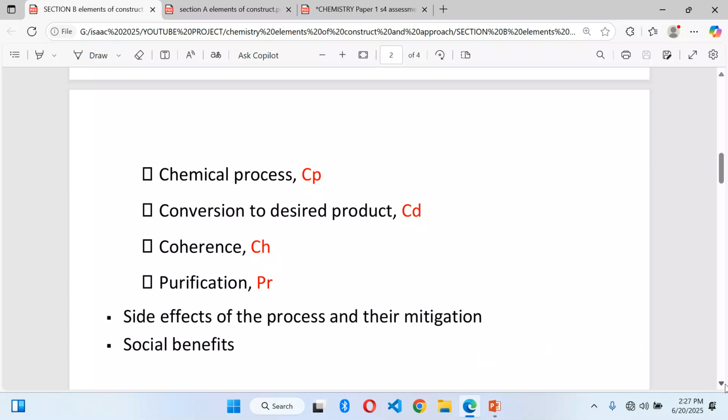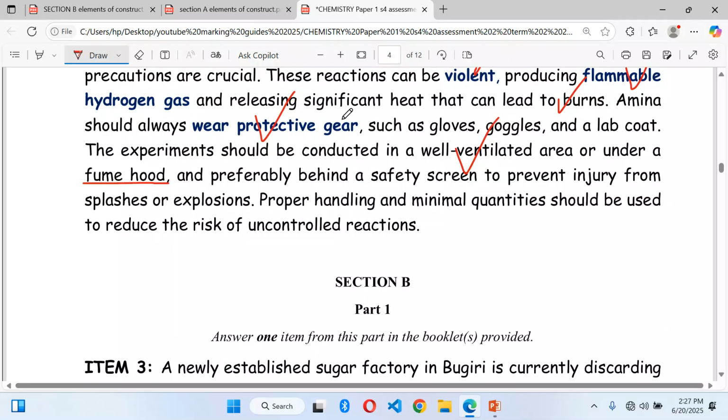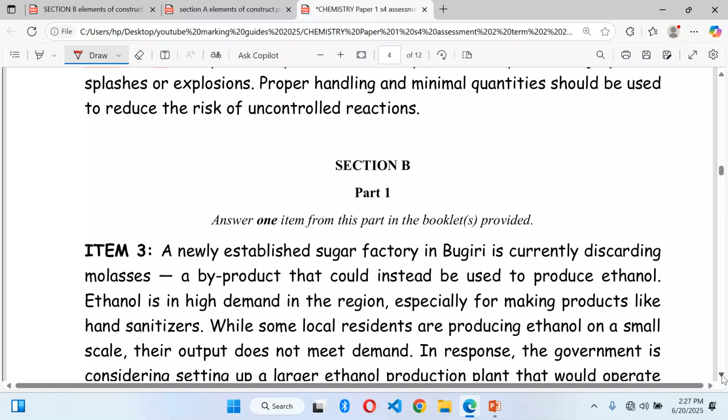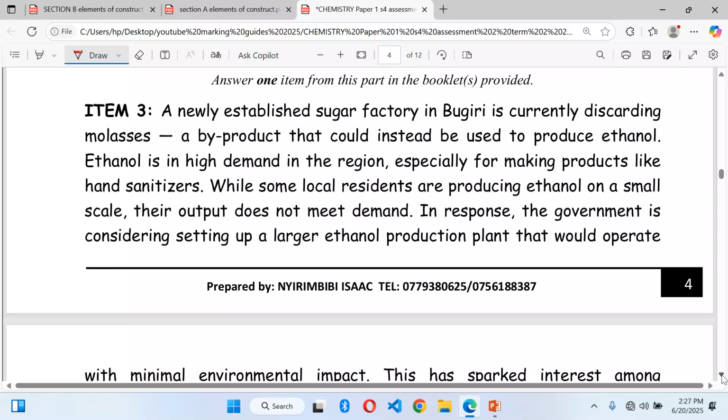Now, let's look at an item in our paper. An item in our paper here in section B. In section B, item number 3. So our work is to read this scenario very well and identify the product that they are manufacturing. Let's go through this scenario very fast. It says that a newly established sugar factory in Bujiri is currently discarding molasses. Molasses, a byproduct that could instead be used to produce ethanol.